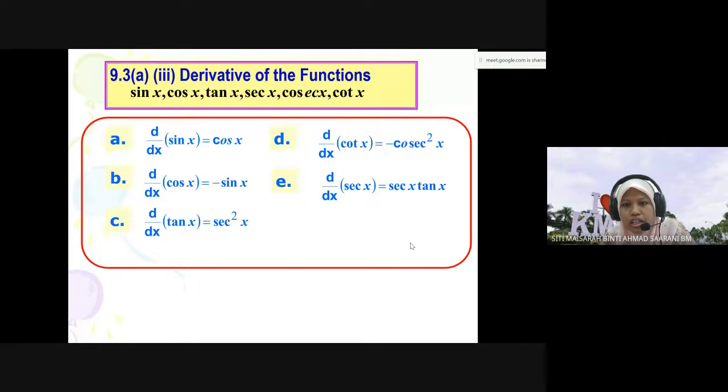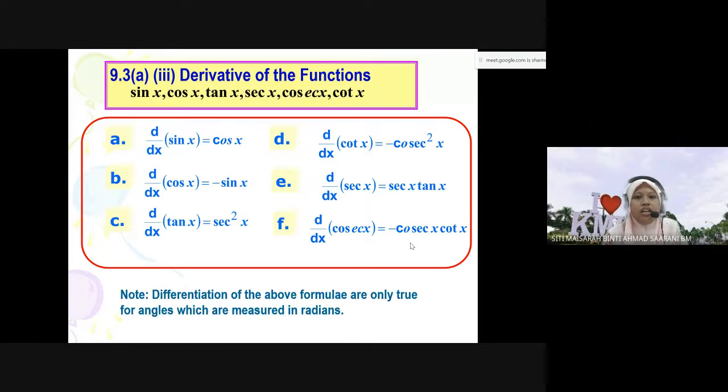Then differentiate secant x with respect to x equals secant x tan x. And finally, differentiate cosecant x with respect to x equals negative cosecant x cot x. So this is the derivative of the functions involving sine, cos, tan, secant, cosecant, and cotangent. We have 6 derivatives. Okay, differentiation of the above formulas are only true for angles which are measured in radians.